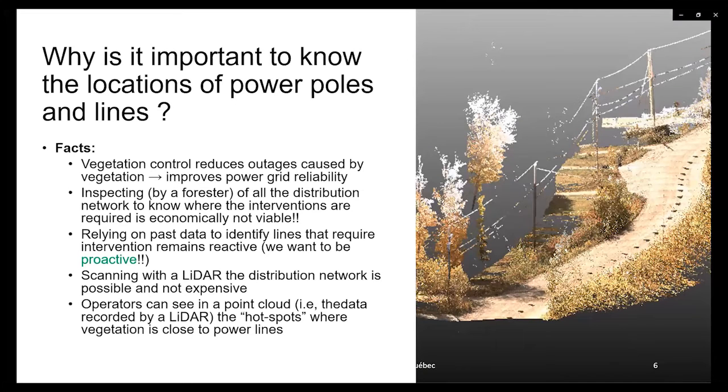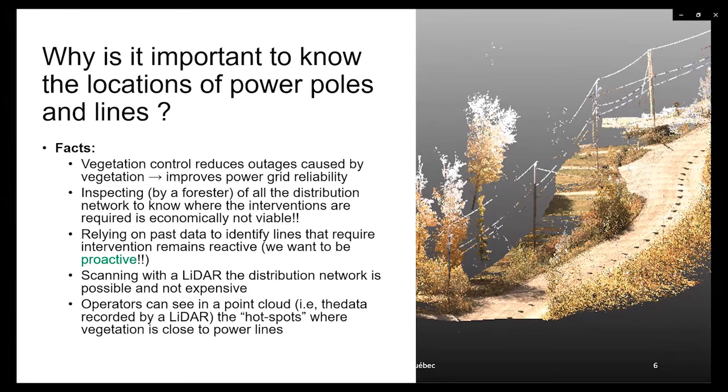When you start trimming trees that are close to your network, you reduce the outages and you improve the reliability of your distribution network. As simple as that. However, inspecting all of your distribution network by a forester is impossible, because for us, you have 120,000 kilometers, and it becomes economically not viable. So it becomes impossible.